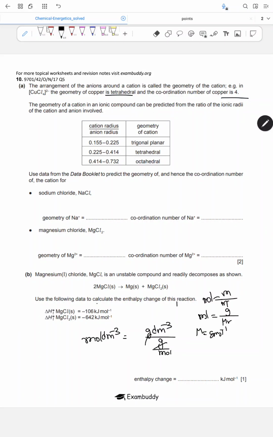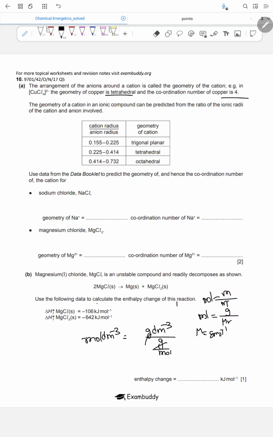Alright, so we'll be solving 2017 chemical energetics questions. This is the topical paper we'll be solving today. Alright, let's start. The first question is from the October/November paper 4-2.